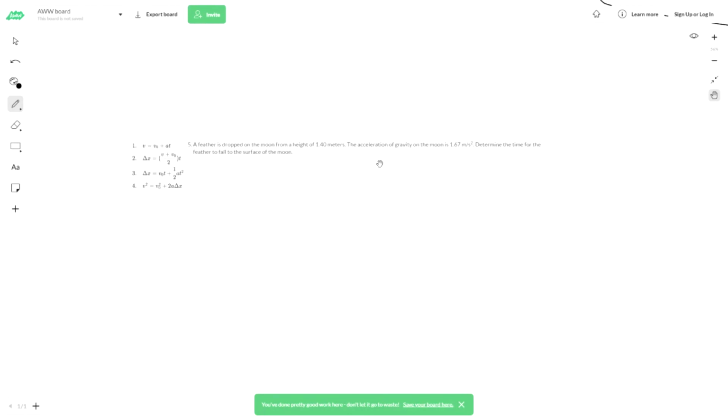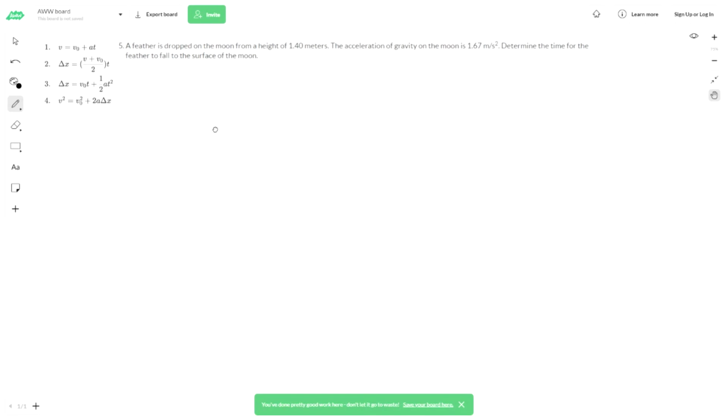Alright, now we can move on to number 5 here. A feather is dropped on the moon from a height of 1.4 meters. The acceleration of gravity on the moon is 1.67 meters per second squared. Determine the time for the feather to fall to the surface of the moon. So we are given that the feather is dropped, implying that the initial velocity is 0. We are given the distance traveled in the vertical direction, 1.4 meters, and we're given the acceleration due to gravity on the moon.